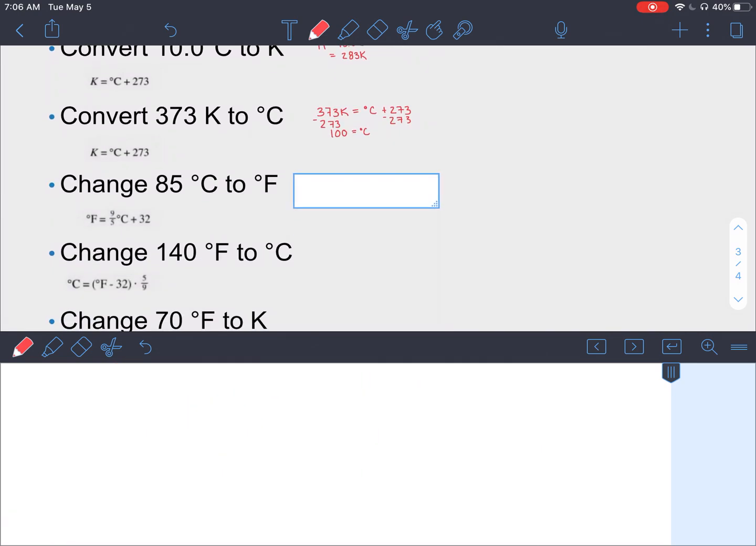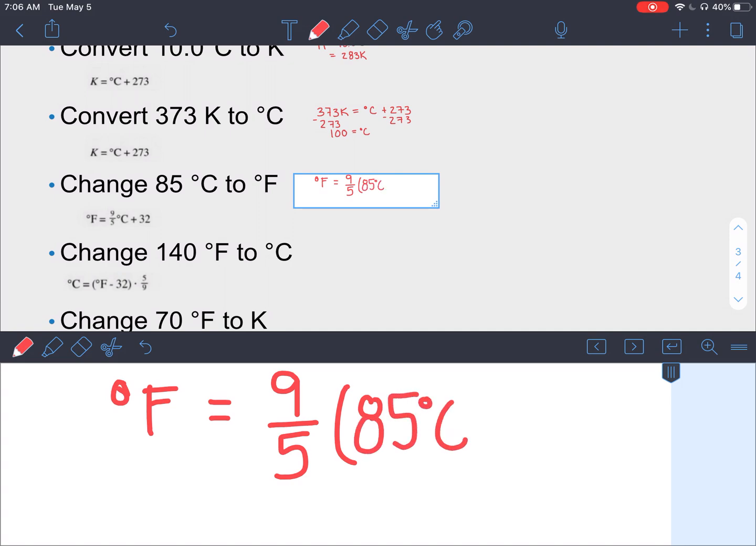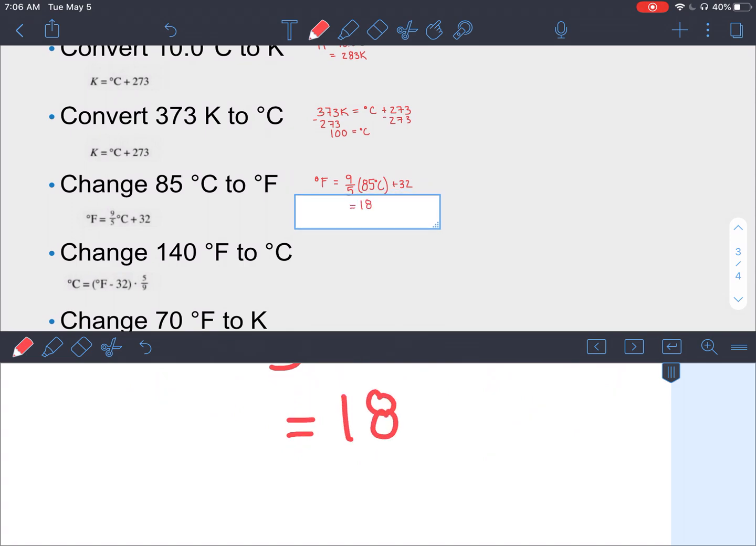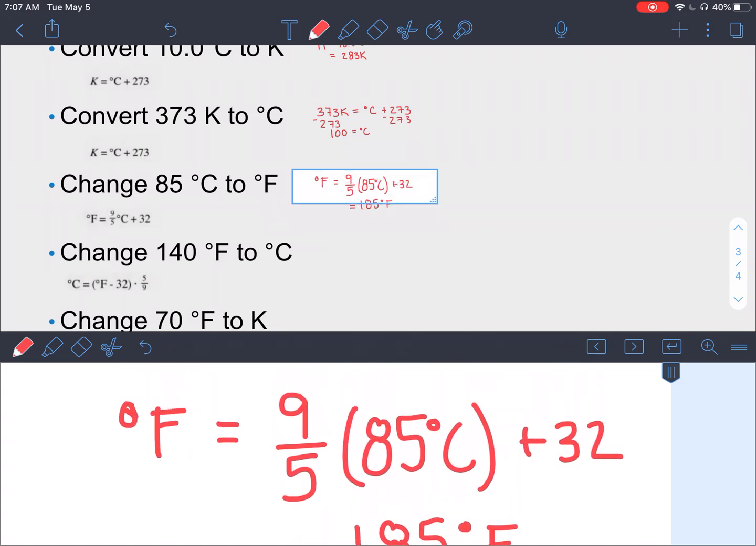All right, next up. So going from Celsius into Fahrenheit, again, just use the equation that Fahrenheit is equal to 9/5 times the Celsius temperature of 85 for this problem, plus 32. All right, and what you get when you plug this into the calculator is 185 degrees Fahrenheit.